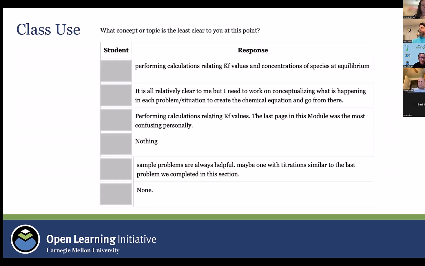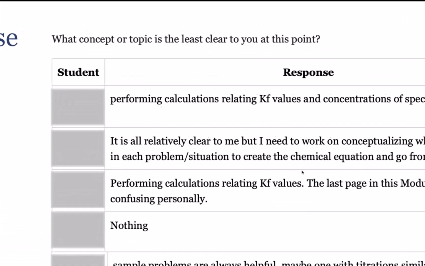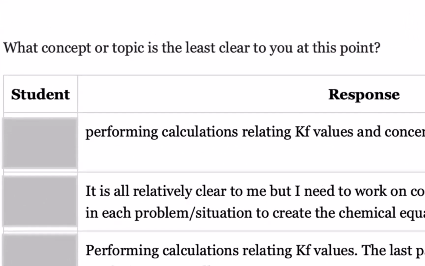And then one last thing: these are specific student responses where they just tell you what they're struggling with. The data didn't show that they were struggling with Kf calculations, but students self-reported that that was the case, and that's used as well.